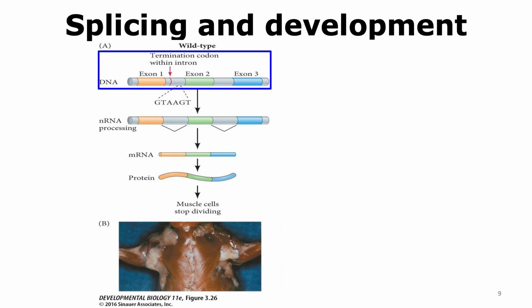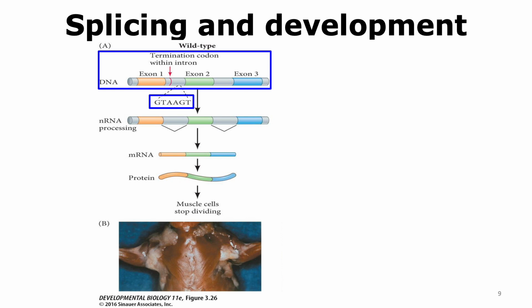Now we're going to look at a particular gene which plays a role in muscle development. So it has 3 exons, which are exon 1, 2, and 3, and it has a termination codon within the intron that is between exon 1 and 2. There's also a sequence in that DNA in the intron, which is GTAAGT, and we're going to see what happens when there is a change to that sequence.